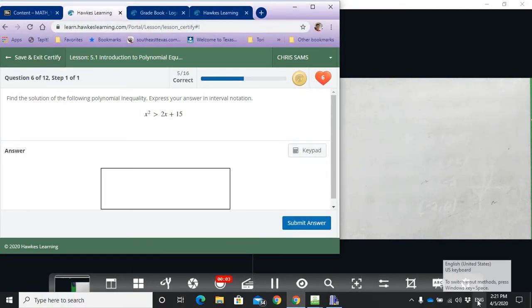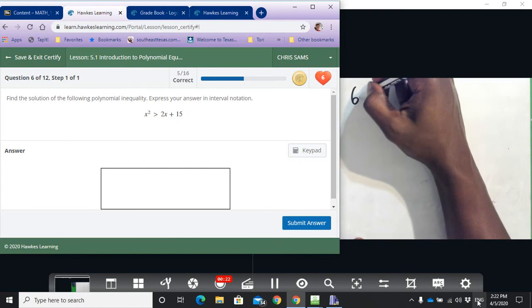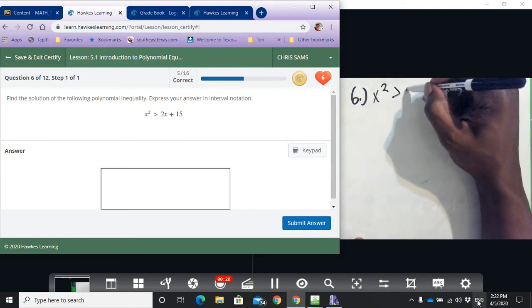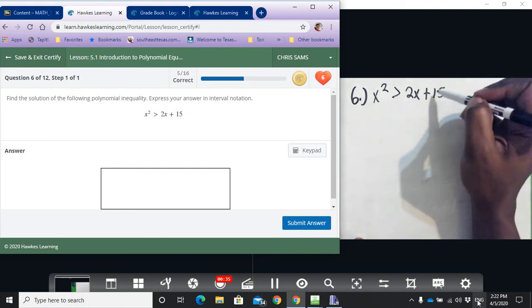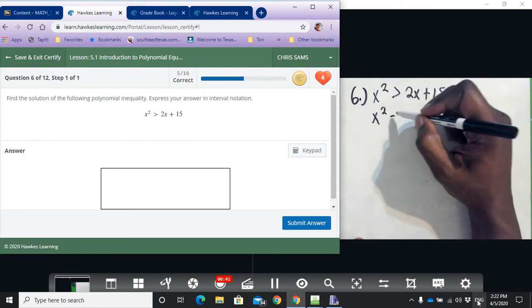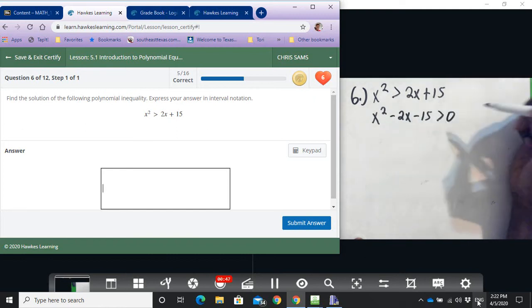All right, number 6. We have an inequality, and it says find the solution to the polynomial inequality. Express your answer in interval notation. So here we are going to factor this after we set it equal to 0. So we have x squared is greater than 2x plus 15. So I'm going to move both these terms to the other side by subtracting them over, and that will give me x squared minus 2x minus 15 is greater than 0.